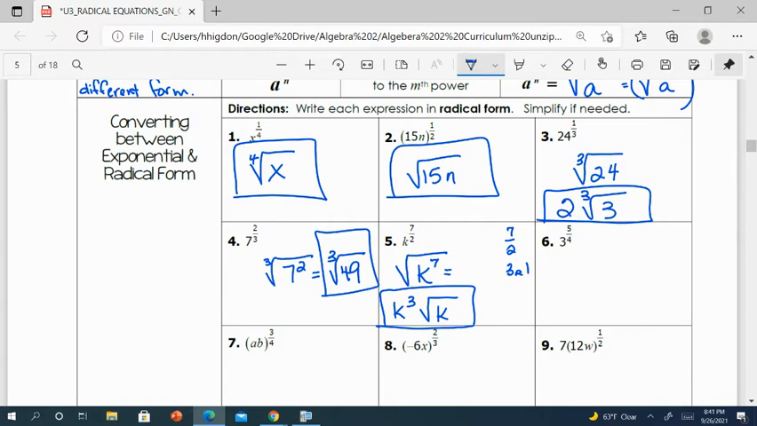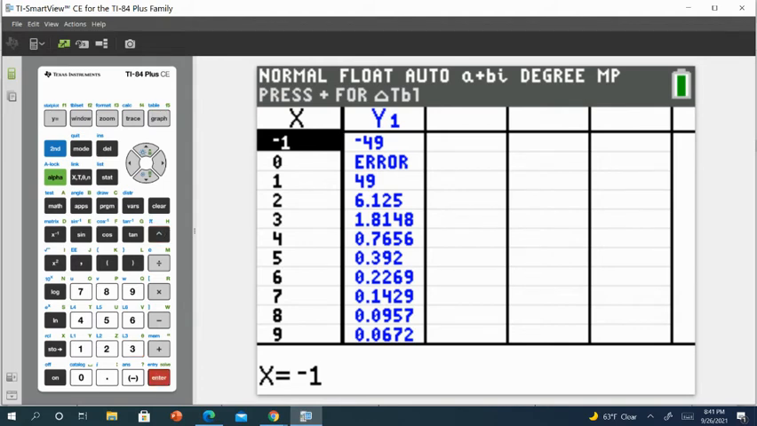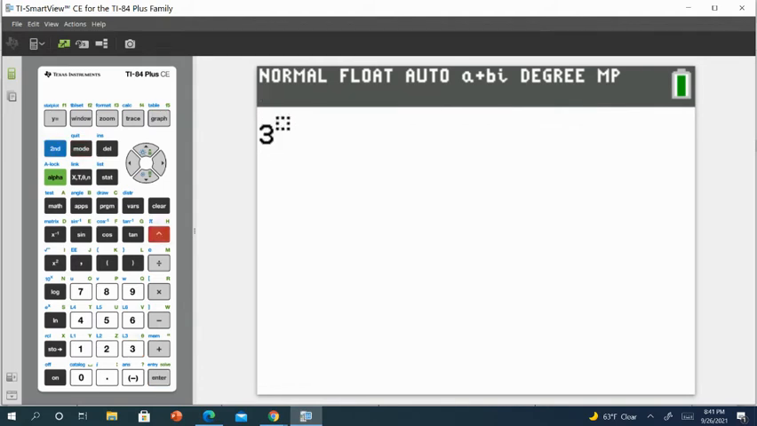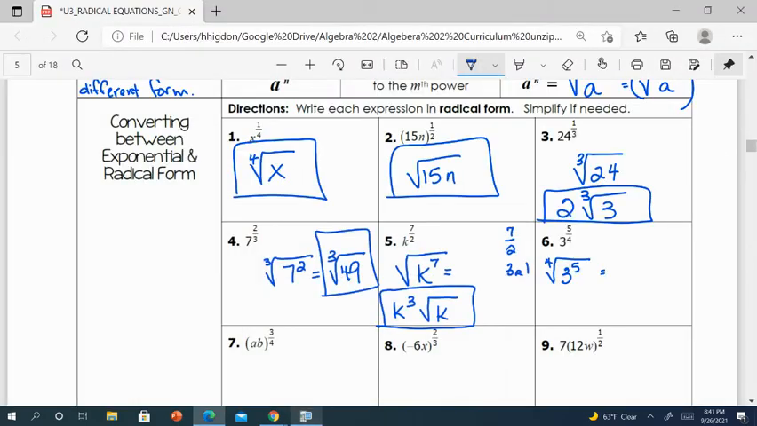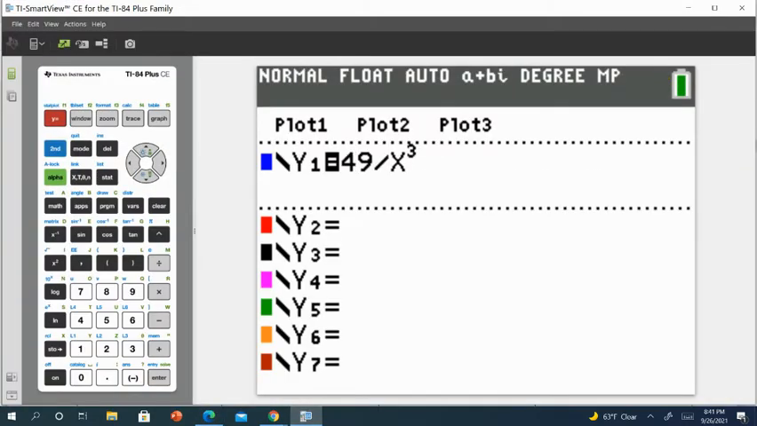On number 6, same thing. We're going to put the 3 underneath. The 4 is the index, and I'm going to put the 5 on the 3. I'm going to go to the calculator and do 3 to the 5th power so I can figure out what that number is. 3 to the 5th power is 243. So this is going to become the 4th root of 243. And then what we want to do from there is go to y equal. And we're going to do 243 divided by x to the 4th power. Because again, the index was 4.